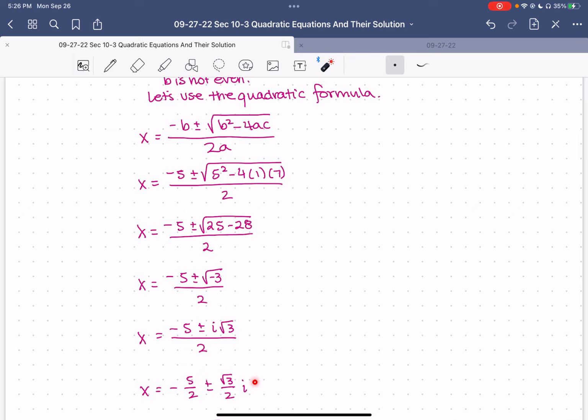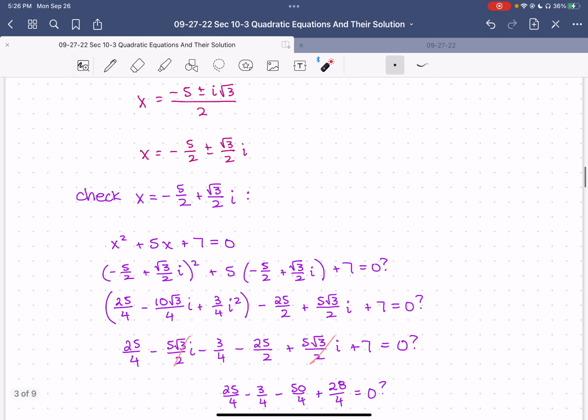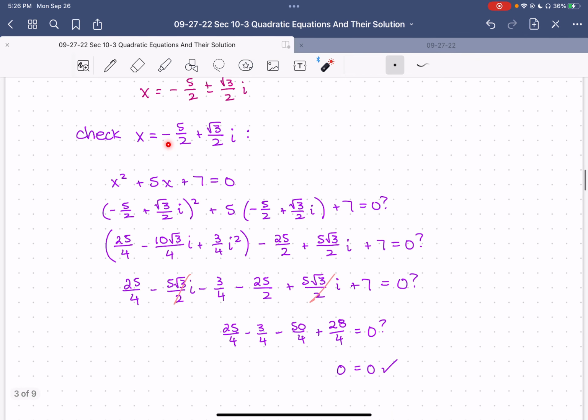But now I'm going to check them. And yes, they're fractions, but I still check them. So here's the first one, negative 5 halves plus root 3 over 2i. I'll let you just look at it. I let both x's equal that. Remember, I have to square this binomial. But it really does work. You do get 0 equals 0.